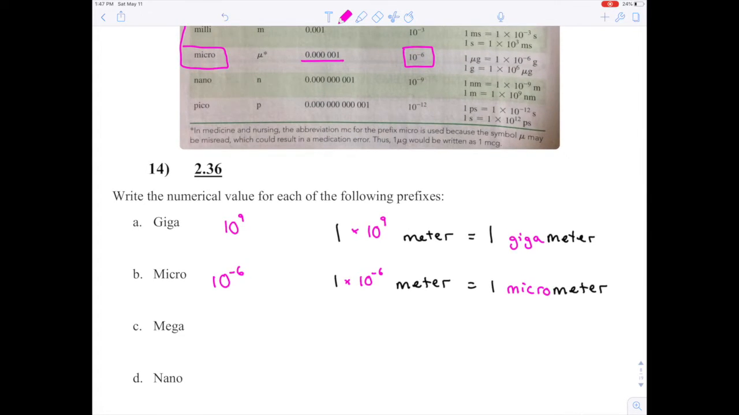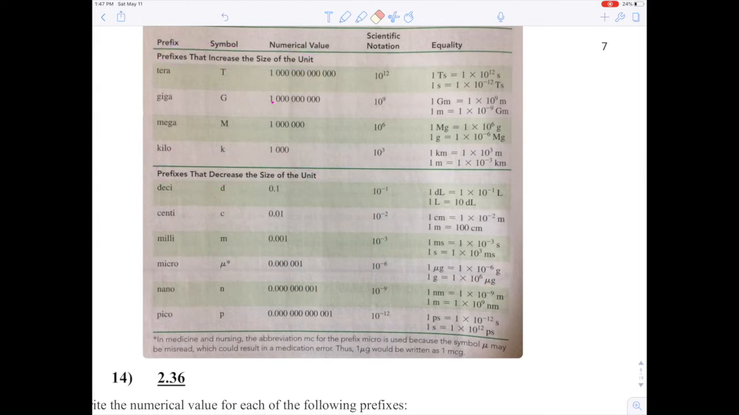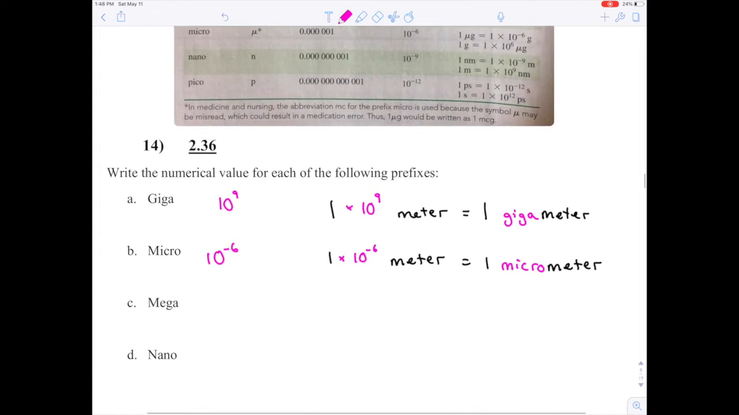Okay, C, mega. So mega, we'll look at the prefix here on the left. Once we see mega, we'll stop. Here it is. Okay, so the number we're dealing with is this right here, that number there, but maybe a clearer and more concise way of writing that number is 10 to the 6th. So 10 to the 6th is what mega is standing for.